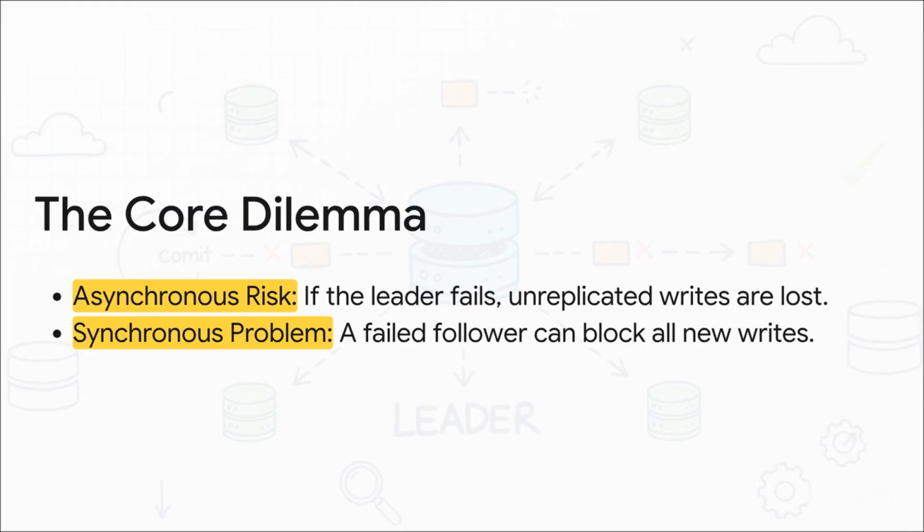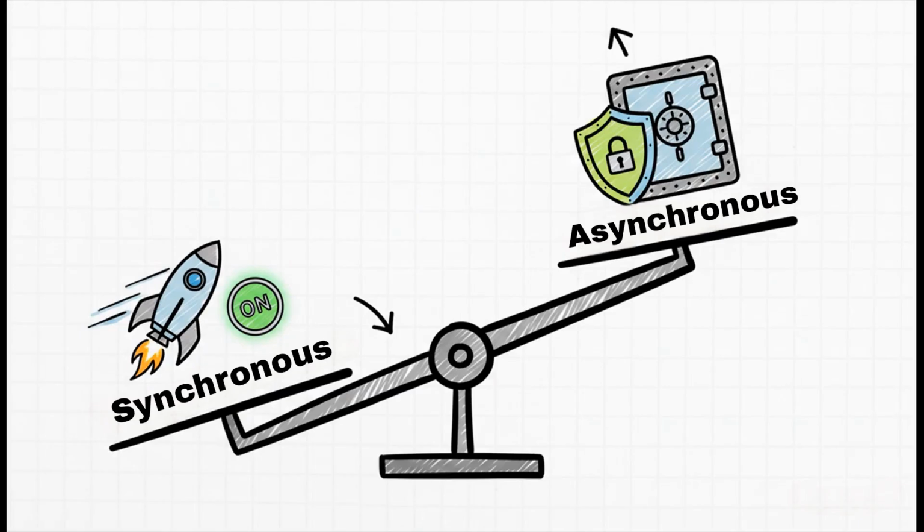So here's the core dilemma. With asynchronous, the fast one, if the leader server crashes a millisecond after it told you your data was saved, but before it sent that update to a follower, that data is just gone, forever. But on the flip side, with synchronous, if just one of those followers goes down or the network gets flaky, the leader is stuck on that phone call waiting for a confirmation that's never going to come. The entire system can just grind to a halt, unable to process any new writes.